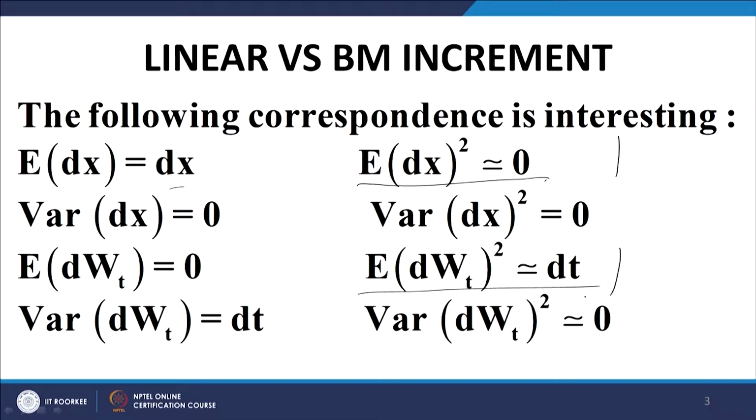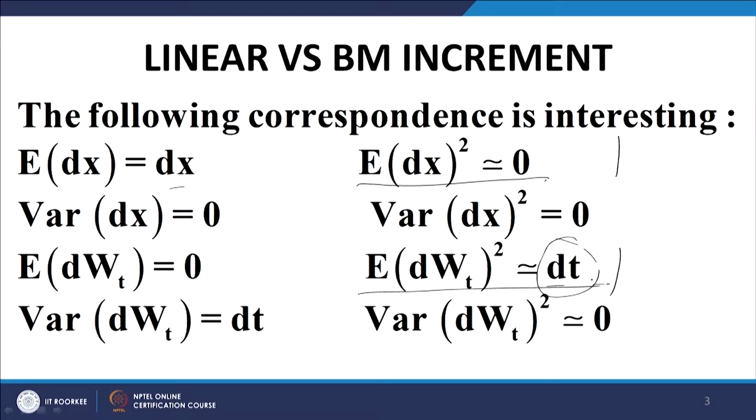E of dw square is equal to dt, and it is approximately non-stochastic. So, not only is this E of dw square of the first order in dt, it is also almost non-stochastic because the variance of this expression turns out to be of higher order in dt, which we ignore. Because E dw is 0 and E dw square is dt, the variance of dw is equal to dt.